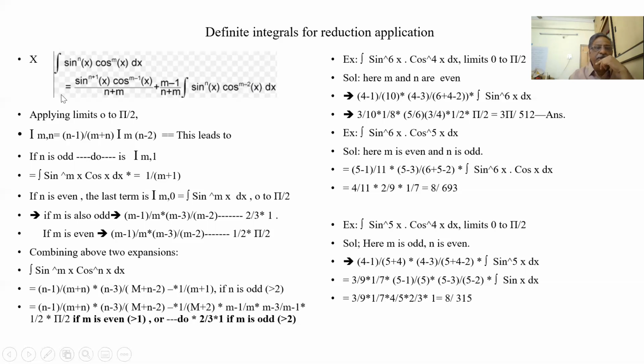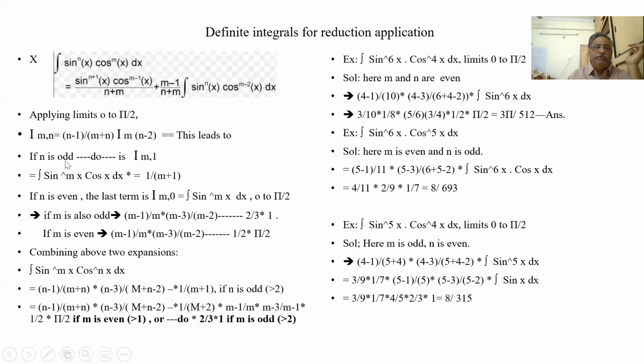Okay, so just the formula is reversed here. The powers are taken in reverse, but I am applying it for general purpose. So n minus 1, n is the power of cos, so n minus 1 by m plus n into I m. The sine power remains the same. Each time I do this multiplication, the cos power is reduced by 2. Again the same thing: if cos is odd, in the last step I am getting the integral of sine to the power of mx cos x. So I can do it as sine to the power of m plus 1 by m plus 1. When I apply 0 to pi by 2, it becomes simply 1 by m plus 1. So when n is odd, I am getting 1 by m plus 1 as the last term.